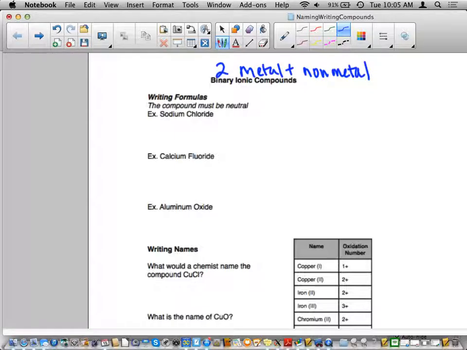So let's go through a couple examples of some binary ionic compounds. All right, the first example, we have sodium chloride. To write formulas, we're going to make it like a math problem. Write the name of the first element. So sodium is Na. What is the charge on sodium? What's that? Positive 1, because it's found in group 1A.